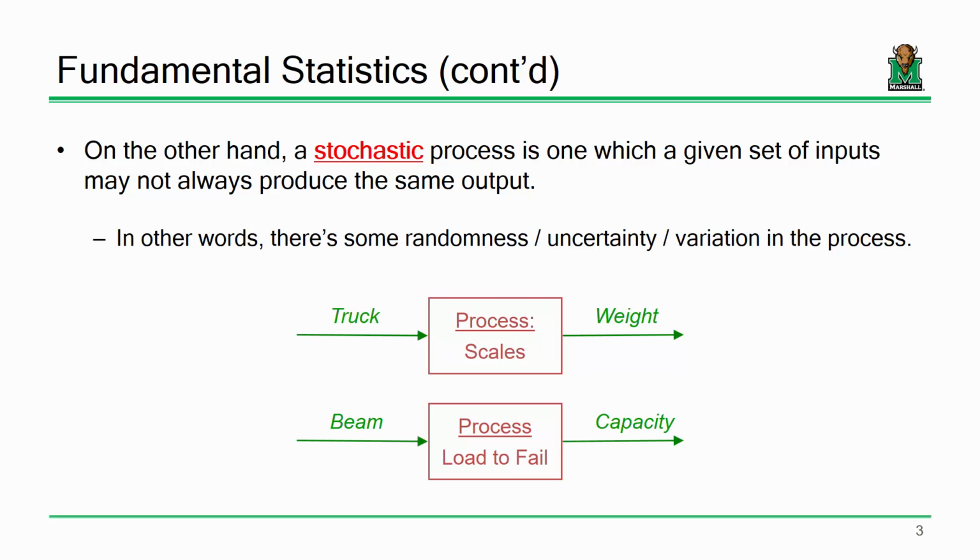So I break every single table in the room. There's going to be some scatter. This one might fail at 960, this one might fail at 940, this one might fail at 1020. Everybody with me on that? One of the things that we like to do in the world of engineering is try to determine what the average value is. So maybe the average value for the tables is 1,000 pounds.